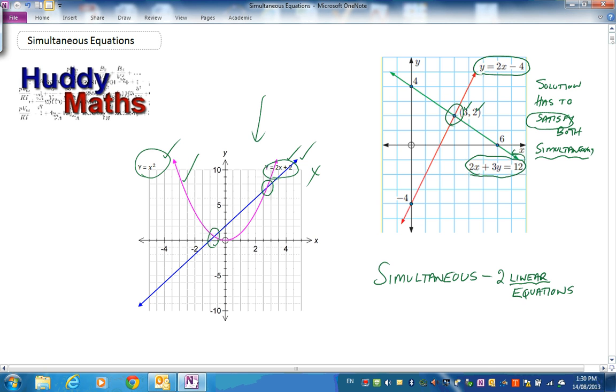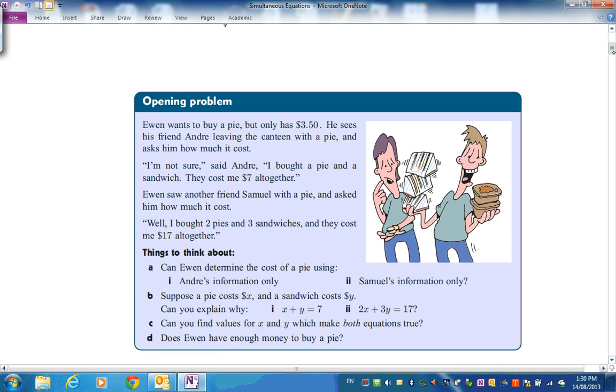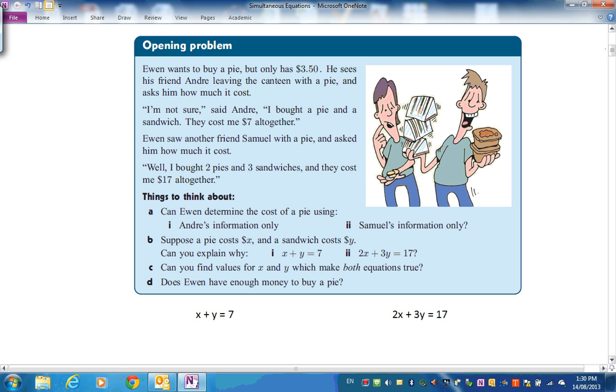And first of all, what about having a look at a problem which gives rise to why we might have simultaneous equations? Here we are. Let's read this one. Ewan wants to buy a pie but only has $3.50. He sees his friend Andre leaving the canteen with a pie and asks him how much it cost. Andre's not sure because he bought a pie and a sandwich which cost $7 altogether. At this stage, can you work out what each cost? No. We need more information.